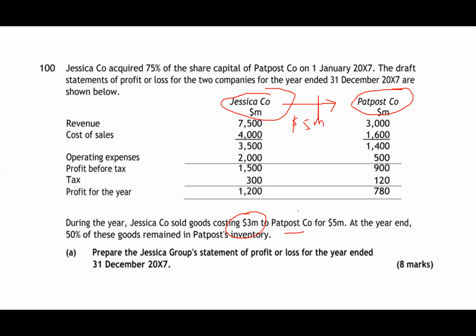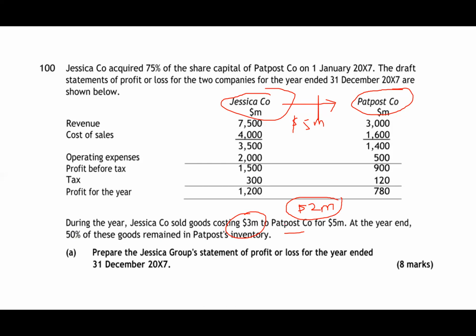Listen, but that 2 million profit is considered unrealized. Okay, you don't really get it because you are actually selling this to your own group member, in that sense. Your parent selling to subsidiary or the other way around. So you have to eliminate that as well. However, the amount that you have to eliminate is only the amount of closing inventory. Closing inventory. Listen, this is the profit. This is the profit. At the year end, 50% of these goods remain in Pat Post.